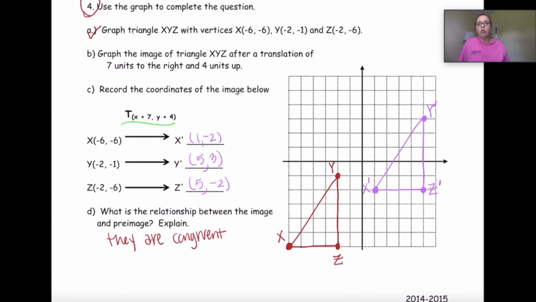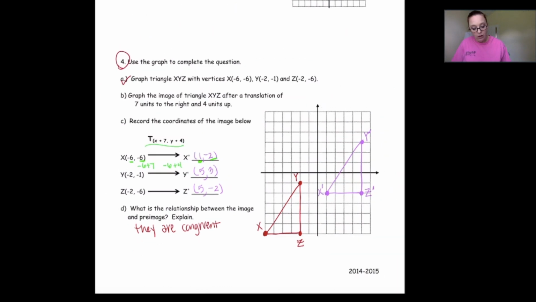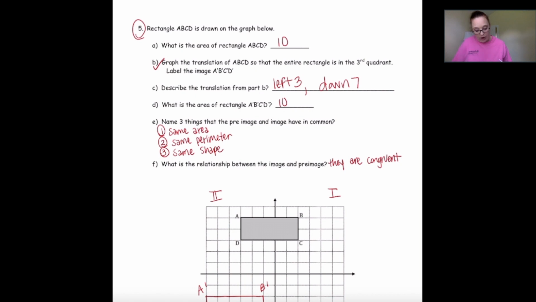And they've given you the coordinates of the original point, and the coordinates of the image of that point. And I just want to point out where it says x plus 7, if I take this -6 and add 7 to it, I get a positive 1. And if I take the y coordinate of -6 and add 4 to it, I'm going to get a -2. So you could take each individual ordered pair and complete the translation just by looking at the ordered pair. Okay, and then problem 5, let's talk about that.